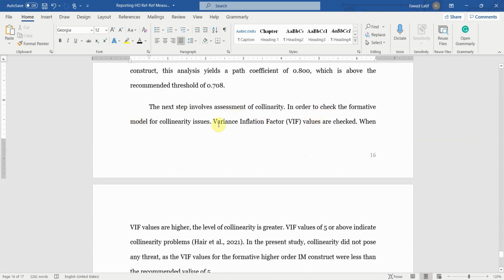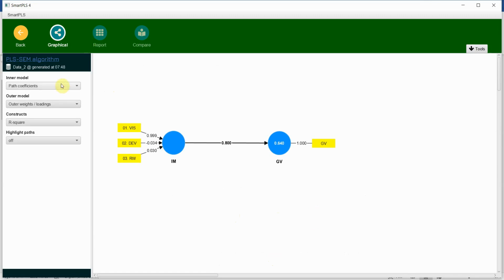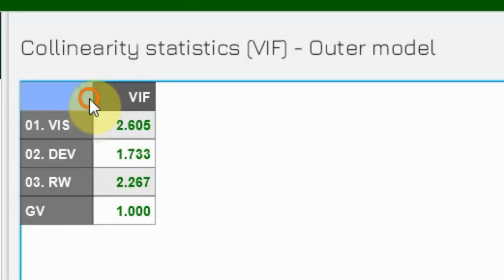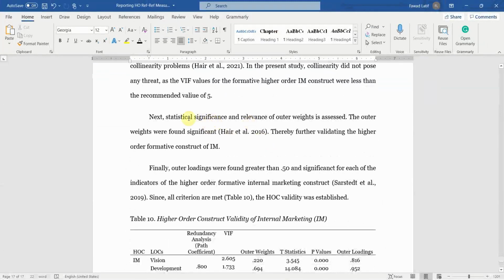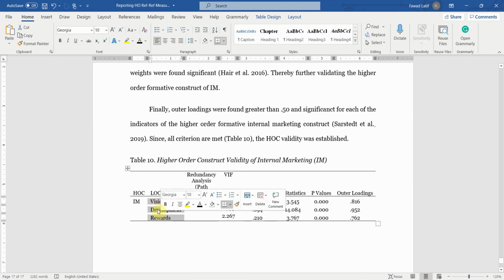Now the next step involves assessing the variance inflation factor. When the values are greater than 5, then you have collinearity issues. In this case, we do not have any collinearity issues. How? Have a look here. Let's go to reports, variance inflation. Look at this. No values for this higher order construct are over 5, so no issues here. Now next, you assess the outer weights. This is step 3. Are your outer weights significant? In this case, I've reported them here. These are the outer weights for vision, development and rewards, that is the lower order constructs for this higher order construct of IM. Are they significant? Yes. No issues.